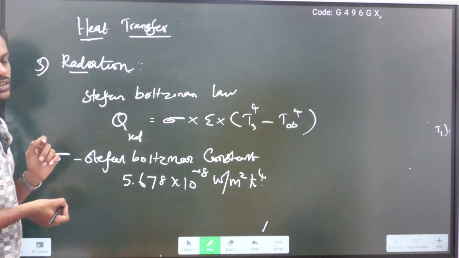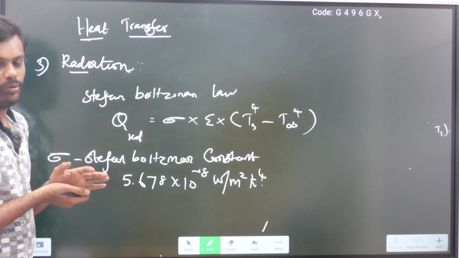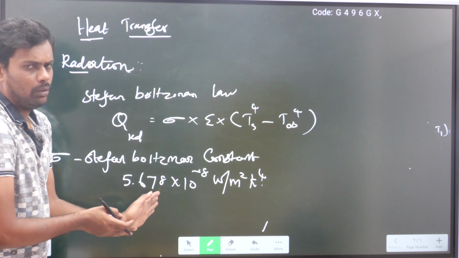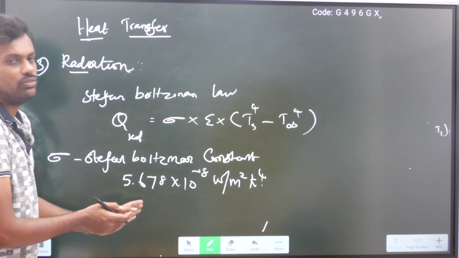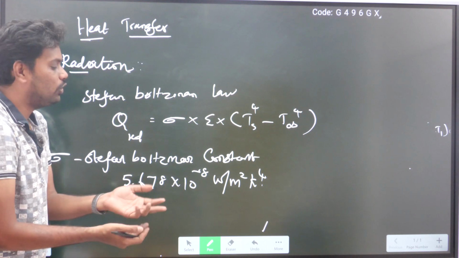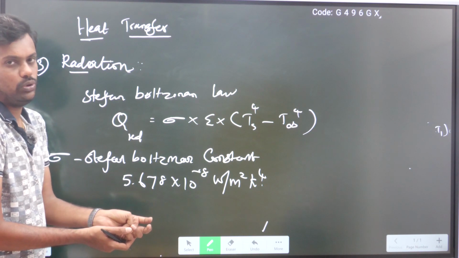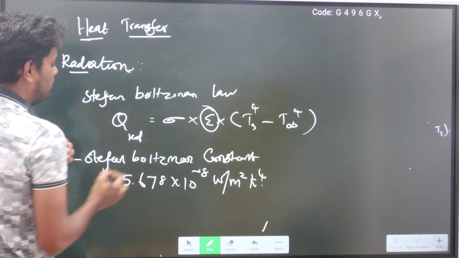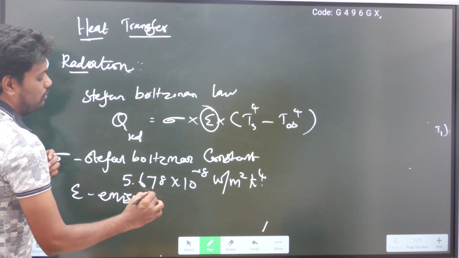So this is the constant value which we need to remember when we work out numerical problems in the radiation equation. This value is found by experiment, so we need not discuss it in depth. We should remember that sigma is equal to 5.678 into 10 to the power of minus 8 watts per meter square Kelvin power 4, the unit for the Stephen-Boltzmann constant. Here epsilon is emissivity.